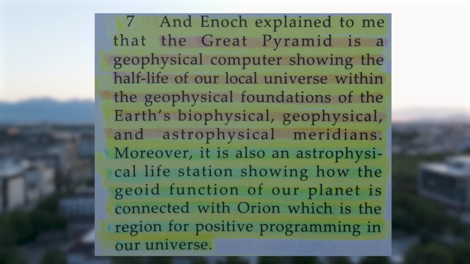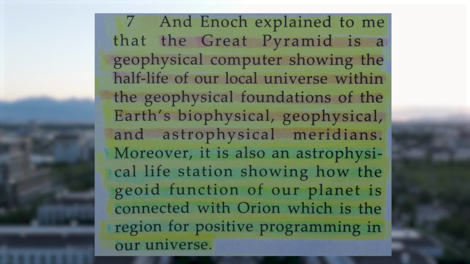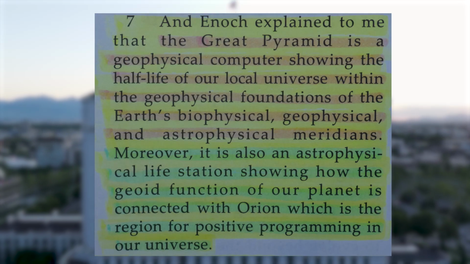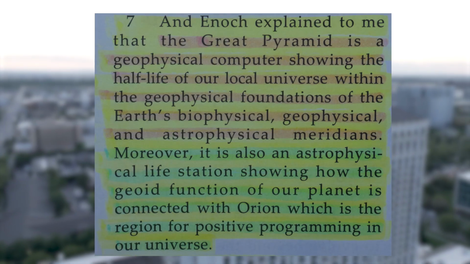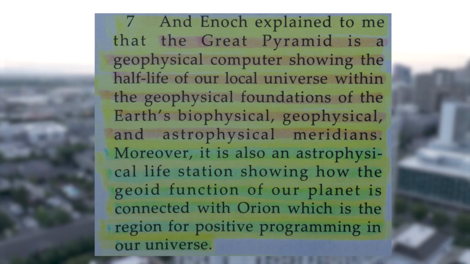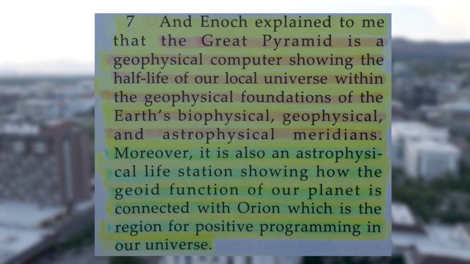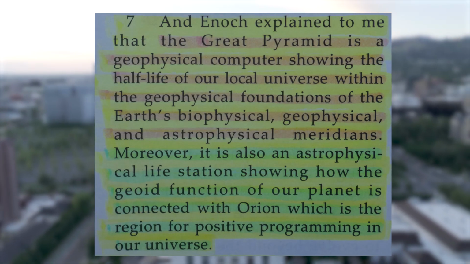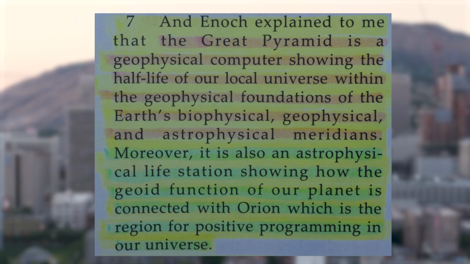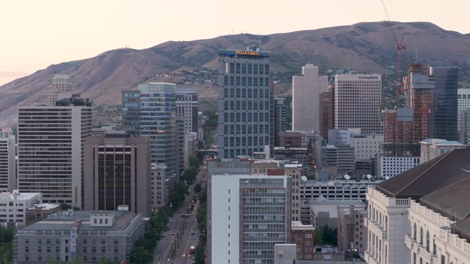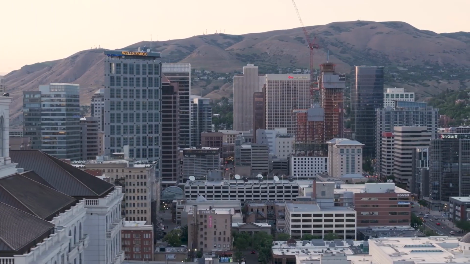Let's go on to verse 7. And Enoch explained to me that the Great Pyramid is a geophysical computer showing the half-life of our local universe within the geophysical foundations of the Earth's biophysical, geophysical, and astrophysical meridians. Moreover, it is also an astrophysical life station, showing how the geoid function, which is basically the surface function of our planet, is connected with Orion, which is the region for positive programming in our universe, right? That's like how we talk about how the pyramids line up with Orion, with the constellations, okay?